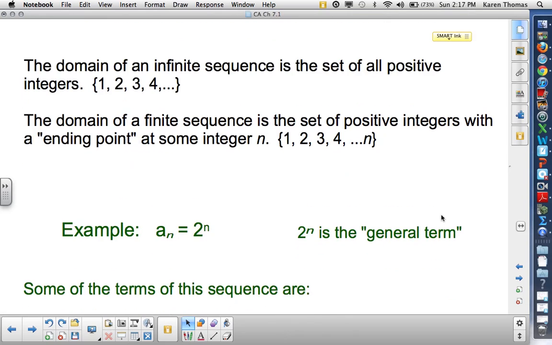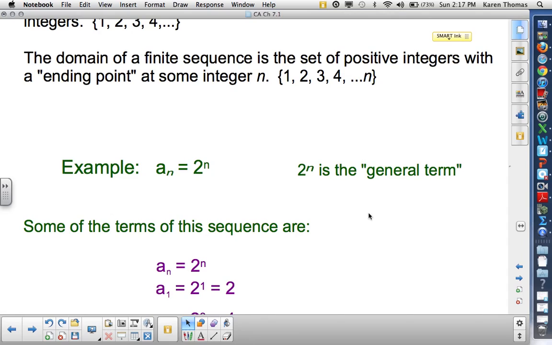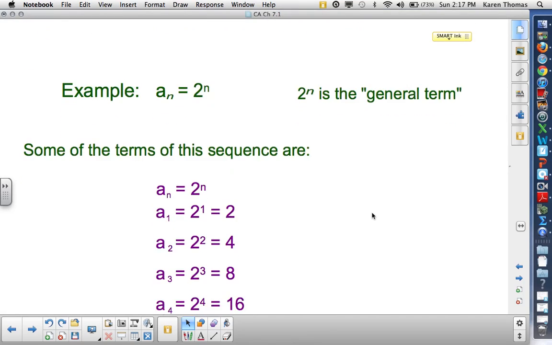Here's an example of a sequence. Here's our general term: a sub n is equal to 2 to the nth power. If we want to find some of the terms of the sequence, all we're going to do is use our formula right here and put some numbers in for n, starting with the number 1, because that would be our first term in the sequence. Put 1 in for n, so I have 2 to the first power equals 2.